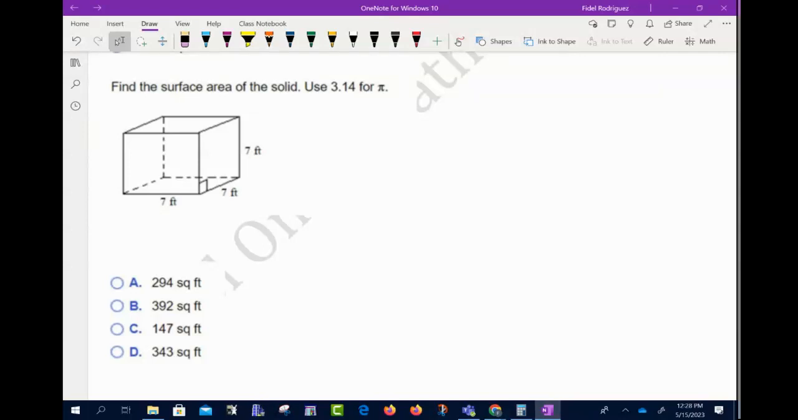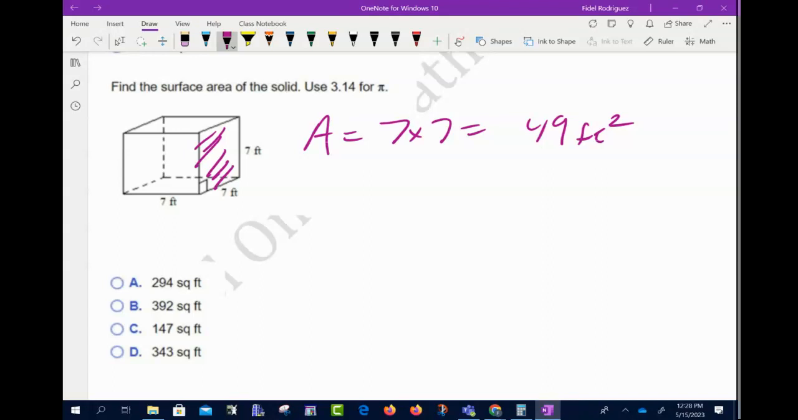Okay, so look, if we were to find the area of that square right there, it would be 7 times 7, which would be 49 what? Feet squared? Okay, but hold on, look. This is 49, this is 49. This is 49, this is 49. This is 49, this is 49. How many sides do we have? 6, right? Front and back, left and right, top and the bottom.